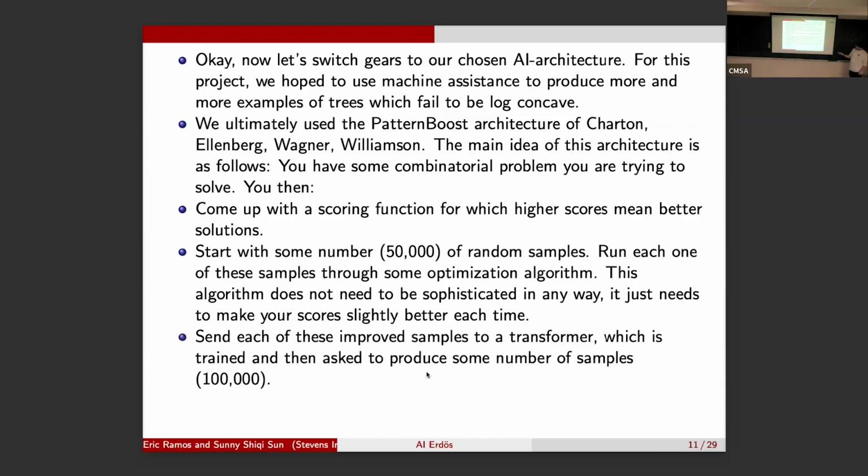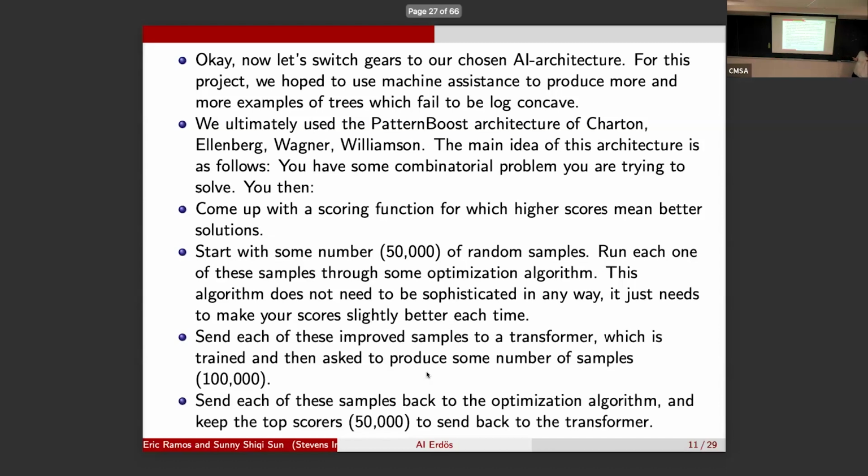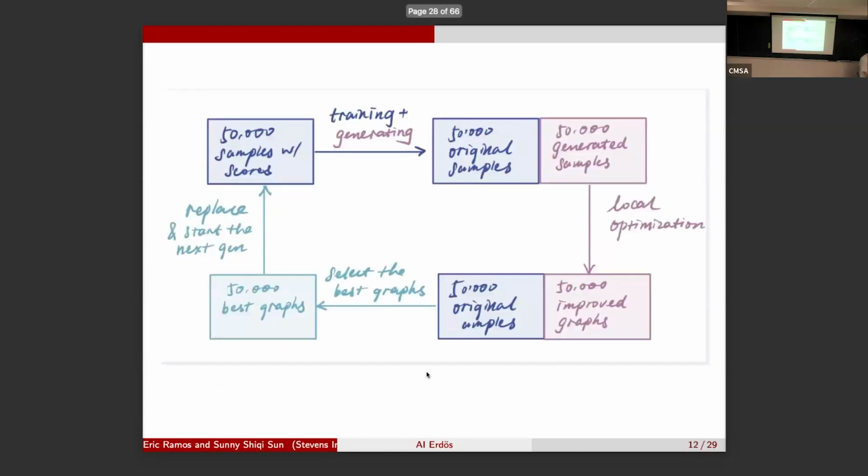Once you've optimized your 50,000 starting samples, you send those samples to be training data for a transformer, which you train, and then you ask it to produce some number of samples. For us, it'll be like 100,000. Each of these samples is sent back through the optimization algorithm, and then you keep the top 50,000 to send back to the transformer, and so on and so forth. This is the PatternBoost idea. And here's a nice diagram illustrating the cycle here.